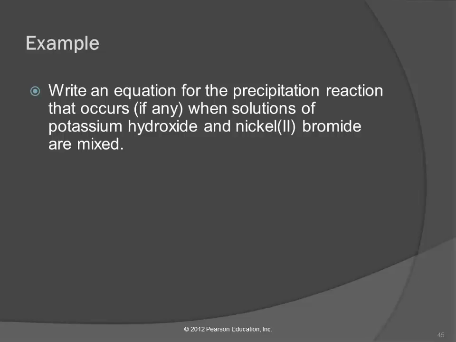Write an equation for the precipitation reaction that occurs, if any, when solutions of potassium hydroxide and nickel-2 bromide are mixed. Now, on that worksheet, you're actually given the formulas for the reactants, so it's a little easier. But we're going to sneak in some review of nomenclature. So, potassium hydroxide. Well, here's a tip. In these precipitation reactions, it's all ionic compounds. So you don't have to think about that too much. So potassium hydroxide.